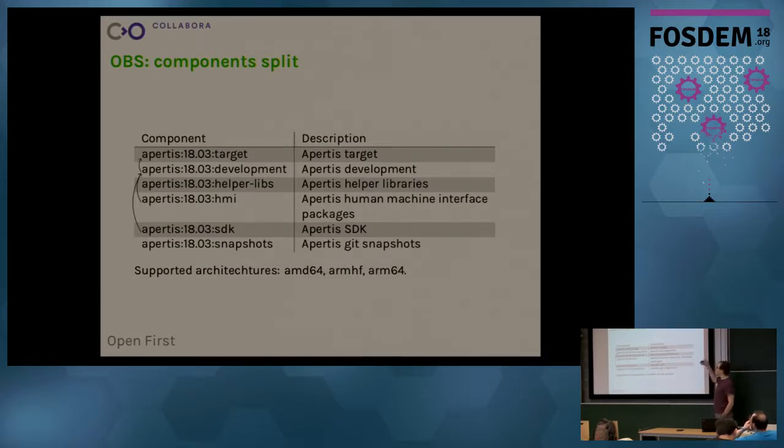But basically this split is mostly for images. We have separate target images, and we don't want development stuff like GCC in them. So while GCC can be used for builds, it's not installed in the images. So it naturally goes to development, not target. But the Linux kernel is obviously in the target.